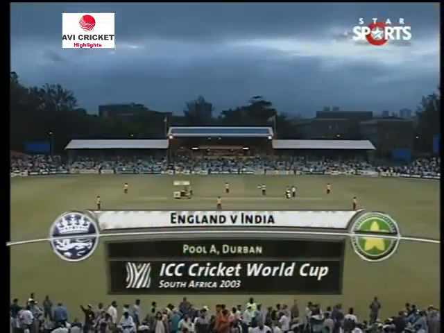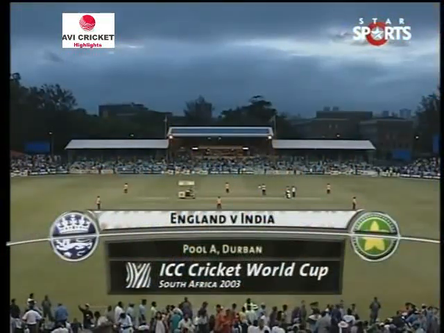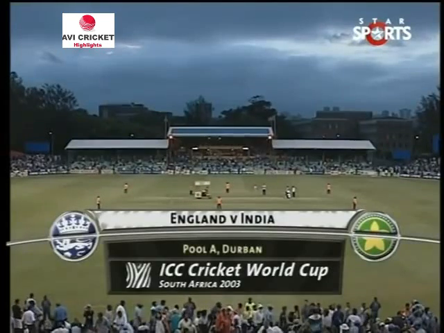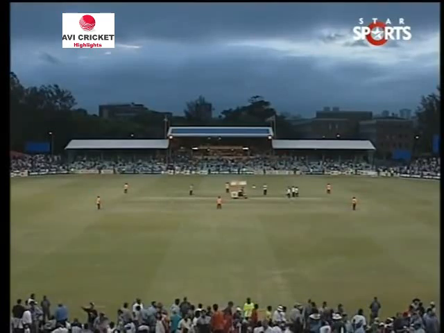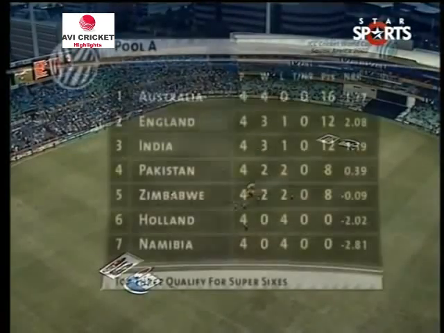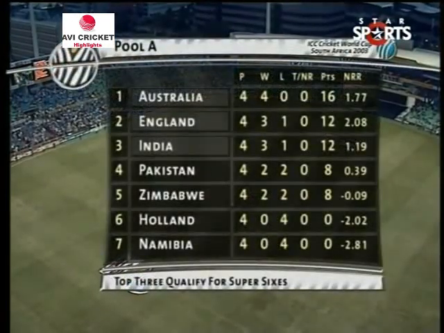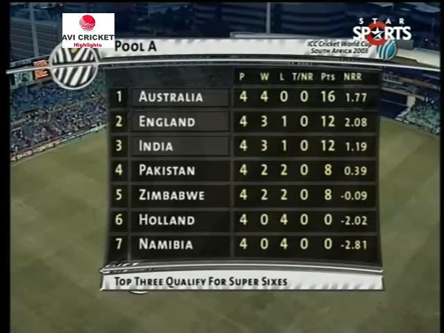Hello and welcome to highlights of this crucial Pool A match between England and India, played at the Kingsmead Stadium in Durban. It was crucial because of the state of Pool A at the start of the day. England second on 12 points, having won 3 from 4. India, likewise, 3 from 4 on 12 points. Both teams feeling that if they won this match to take them to 16 points, that would almost certainly guarantee them a place in the Super Sixes.